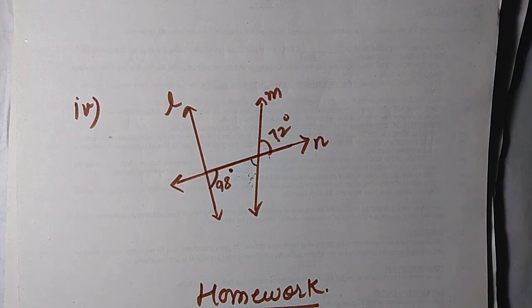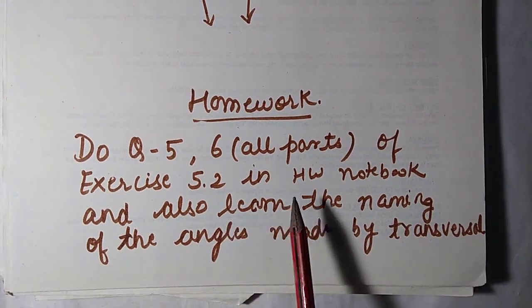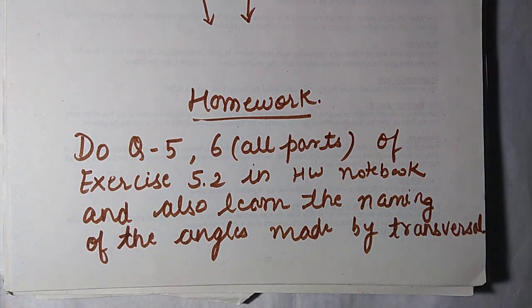So this is the completion of the chapter. Now for the homework, you have to do question number 5 and 6, all parts of exercise 5.2, in the homework notebook, and you have to learn the names of the angles made by a transversal. Okay, tomorrow I will provide you the summary of the chapter with an assignment, and on Tuesday, that is on 21st July, you have the test of this chapter. Okay, so side by side revise the chapter also and prepare for the test. On Tuesday I will take the test.